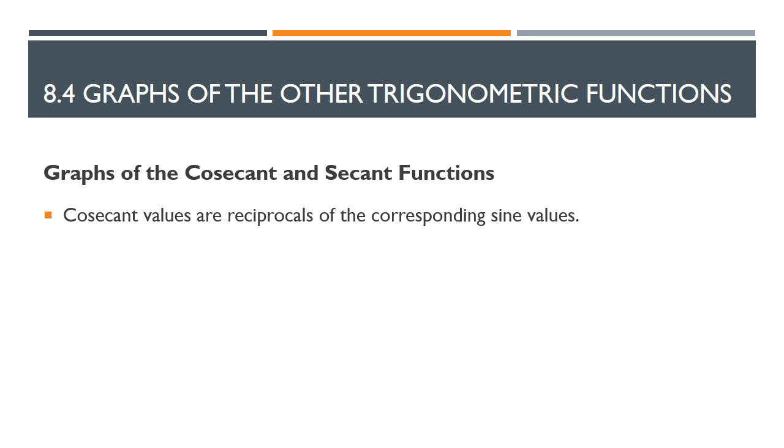Now remember, the cosecant values are reciprocals of the corresponding sine values. In other words, the cosecant of an angle is 1 over the sine of that angle. So if the sine of x is 1, the cosecant of x is 1. If the sine of x is negative 1, the cosecant of x is also negative 1.